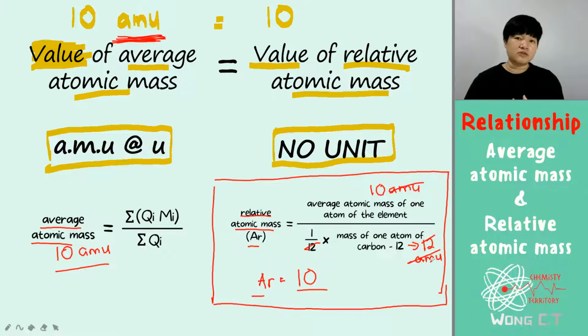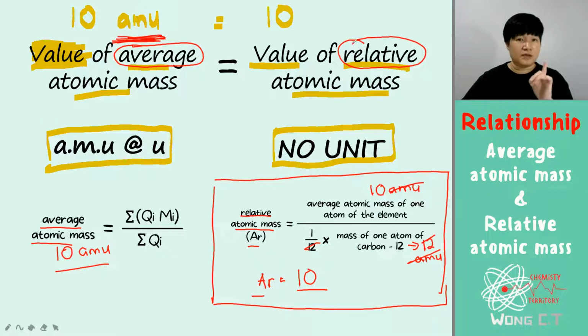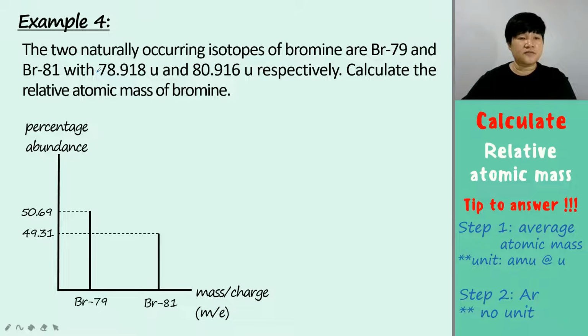Even though the formula is only to cancel off the unit, whenever the question asks for the relative atomic mass, you must have the formula down. So you must be able to write the formula. And last but not least, read the question very carefully. You must make sure whether the question is asking for average or relative, because that will change your final answer, coming with unit or not coming with unit. Simple? Let's try the first example.